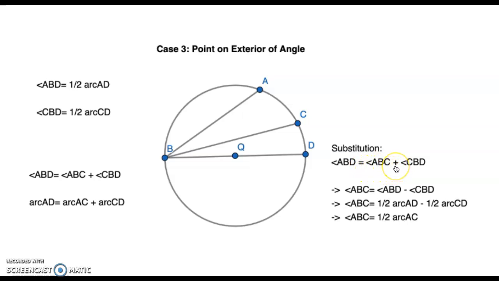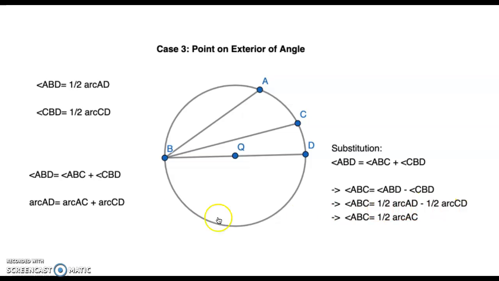So we would subtract angle CBD from both sides and find that angle ABC is equal to angle ABD minus angle CBD. And here we can use these measurements that we found over here and substitute that right in and find that angle ABC is equal to half the arc measurement of AD minus half the arc of CD.